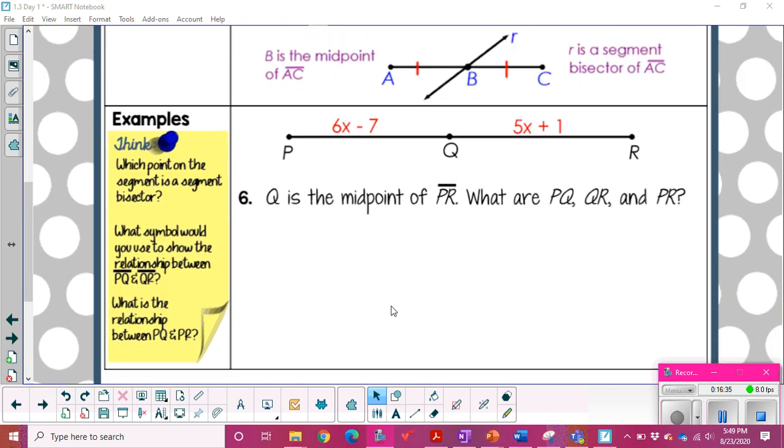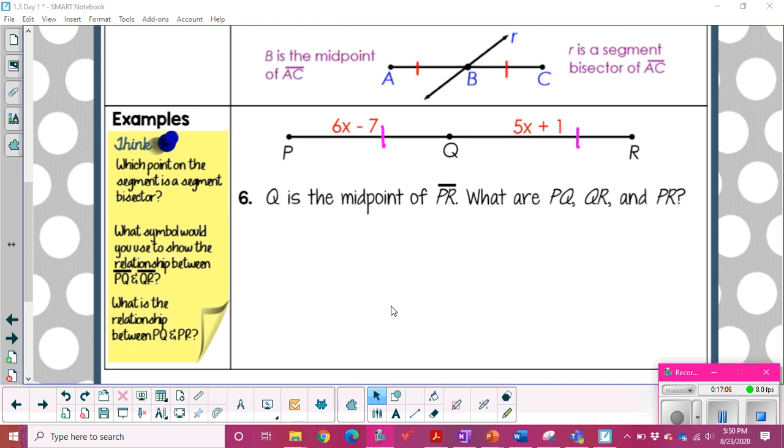Okay, so looking at this, it says that Q is the midpoint of PR. What are PQ, QR, and PR? Okay, so let's talk about what we know here. If Q is the midpoint, that means we have two congruent segments here. We know that PQ and QR are the same because Q is equidistant to both P and R.